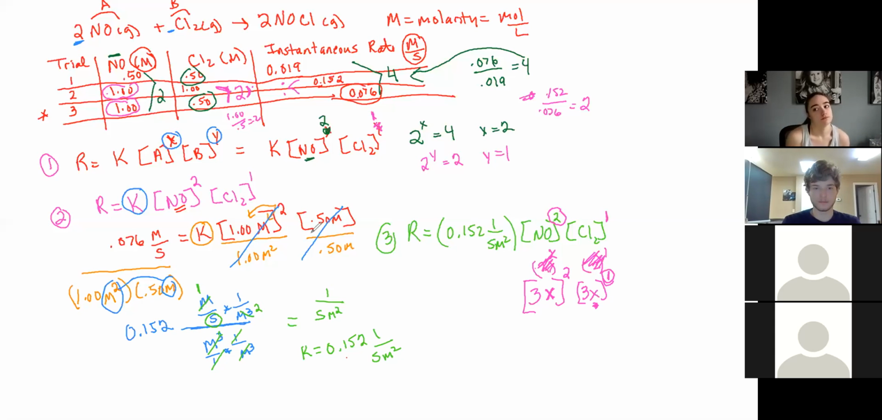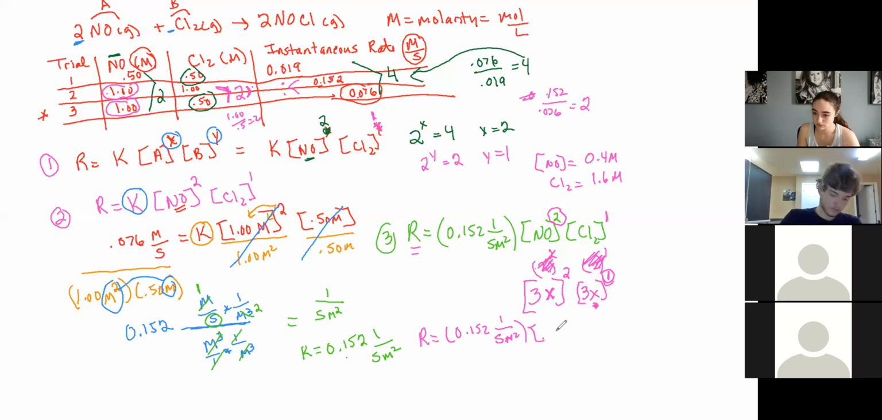All right, so now we're going to figure out the rate of this equation if nitrogen monoxide's concentration is 0.4 molar and chlorine's concentration is 1.6 molar. All I do then is plug them into the formula and calculate it. So the rate would be 0.152, 1 over seconds molarity squared, times 0.4 molar, and that has to be squared, times 1.6 molar, to the first power. And now I just do the math and figure out what the rate is.